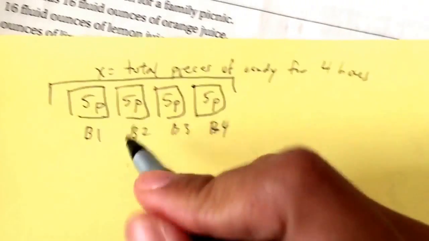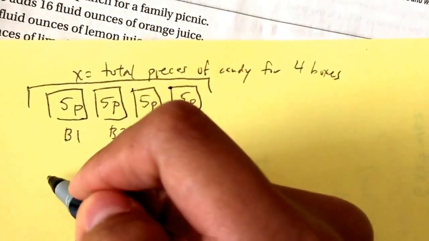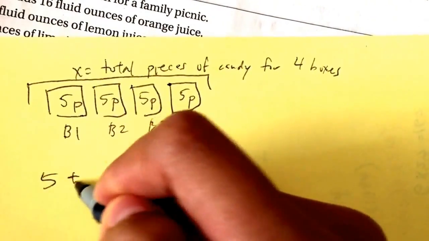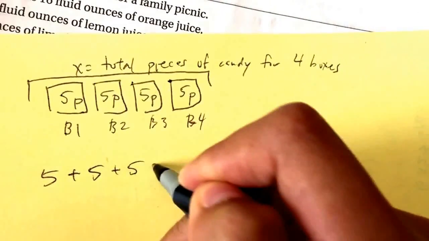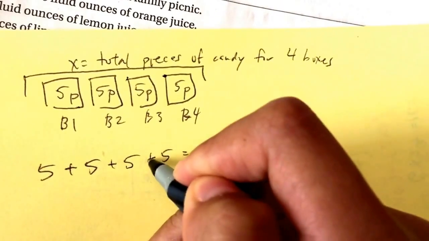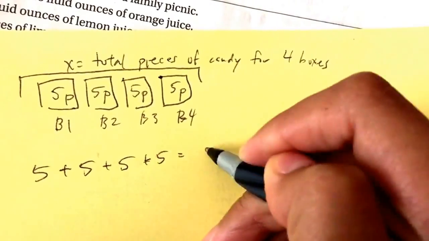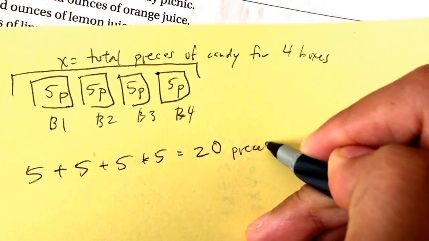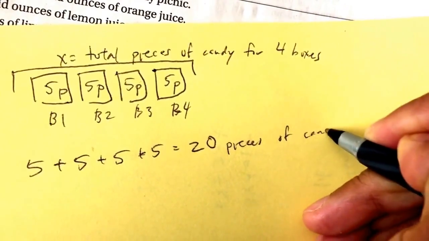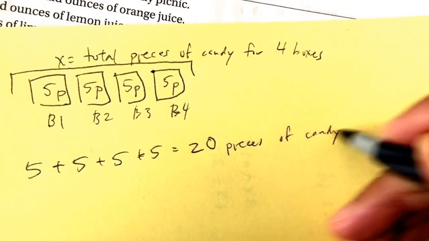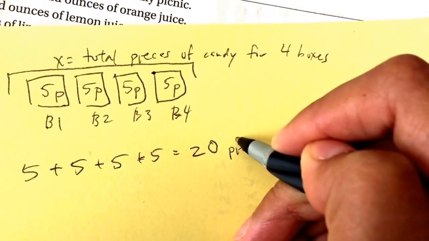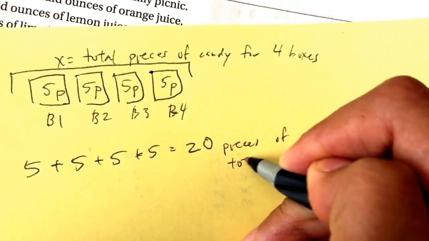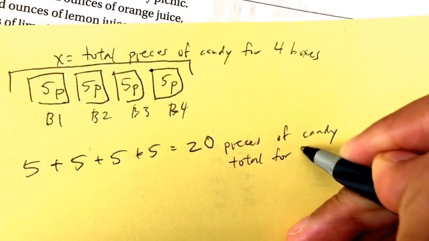Now that being said, to solve this, you would say, all right, in my first box I have 5, and in the next one, and in the next one, and in the next one. So you could add them all up and say 5 plus 5 plus 5 plus 5 equals 20 pieces of candy total for 4 boxes.